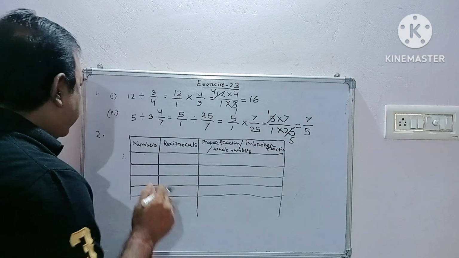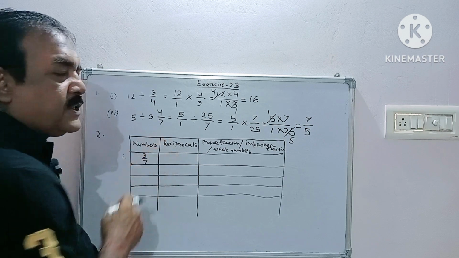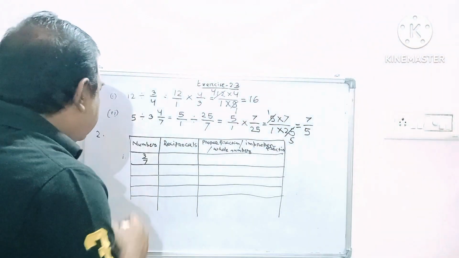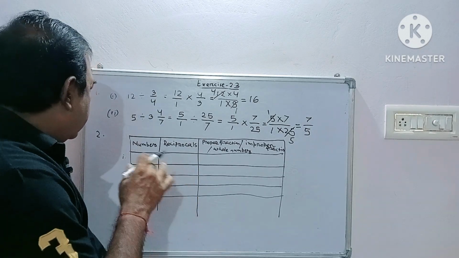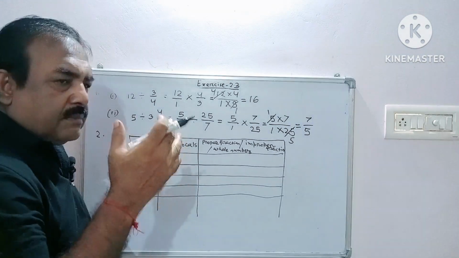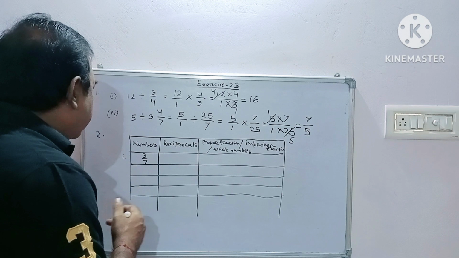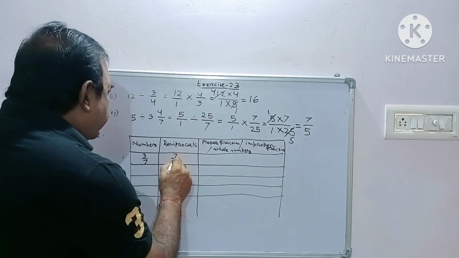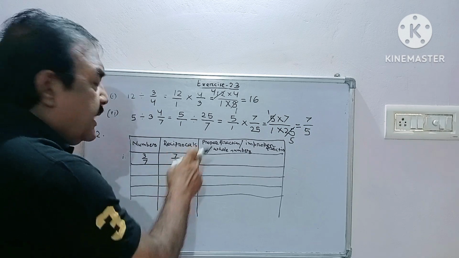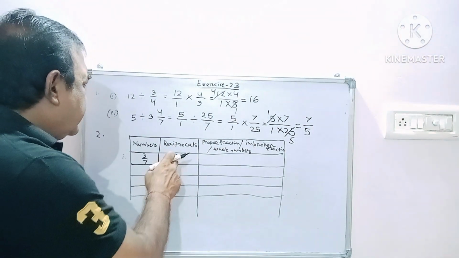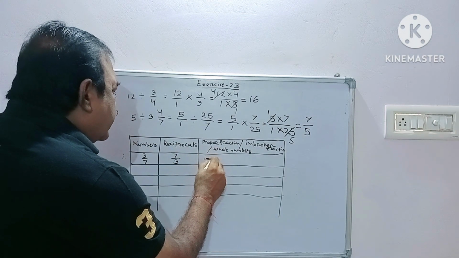What has been given? 3 upon 7. So you write here, the number is 3 upon 7. We have to find the reciprocal. You interchange the digits: take the digit of the denominator into the numerator and the digit of the numerator, place it in the place of the denominator. So that is 7 upon 3. So you see, the reciprocal is 7 upon 3. Is that a proper fraction? No, because the numerator is greater than the denominator. So you write improper fraction.